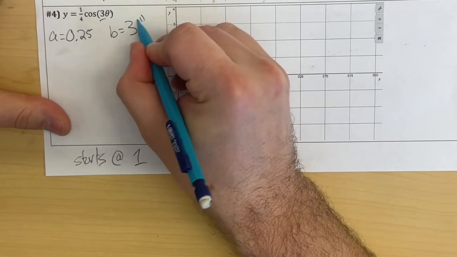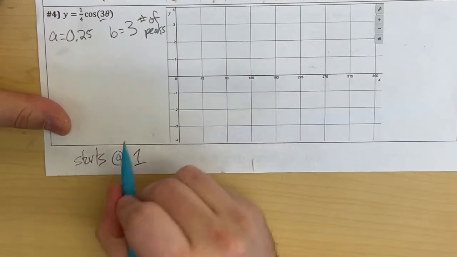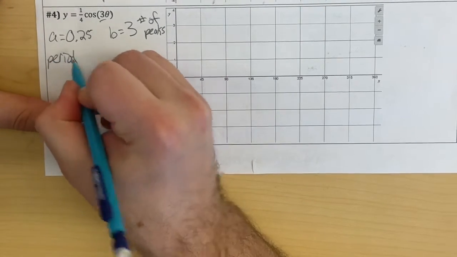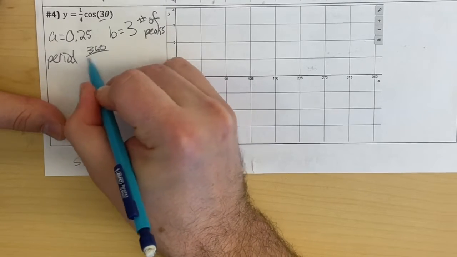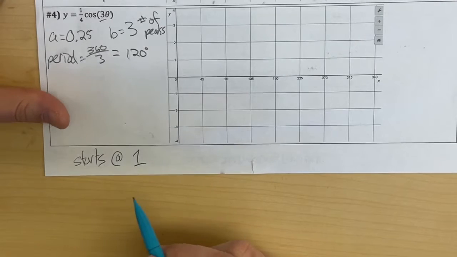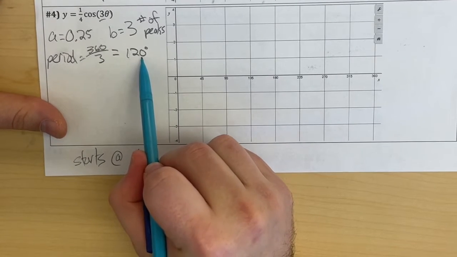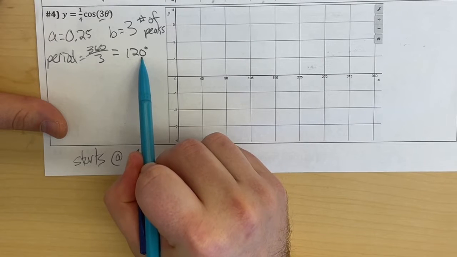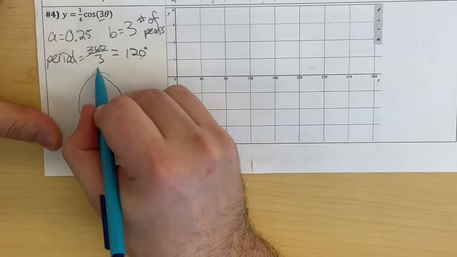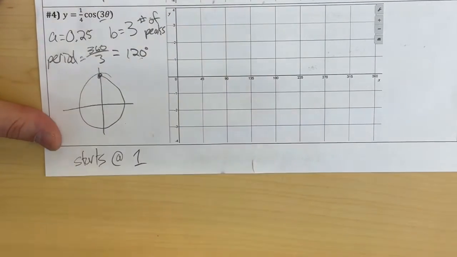So that means the number of peaks from 0 to 360 is going to be 3. We're going to say our period is 360 divided by 3, which is 120 degrees. So make sure you're saying, okay, I'm going to have 5 points from 0 to 120. When I draw my circle, since I'm working with cosine, I start at the top.